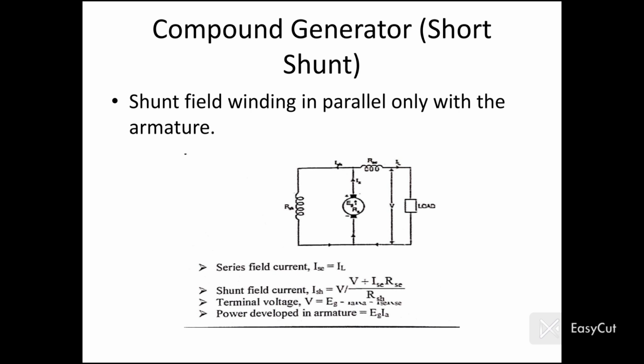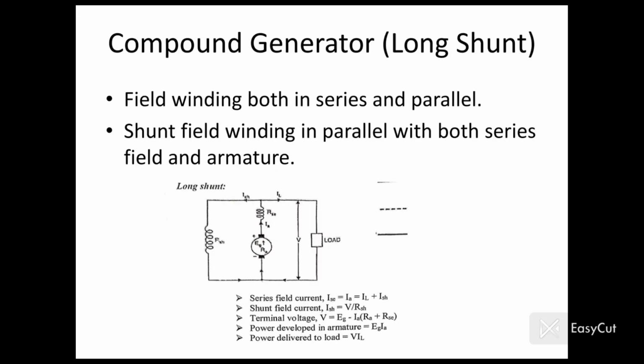From the diagram, write series field current, Ise is equal to IL. Write shunt field current, Ish is equal to (V plus Ise into Rse) divided by Rsh. Write terminal voltage, V equals Eg minus IaRa minus Ise Rse. Write power developed equals Eg into Ia.